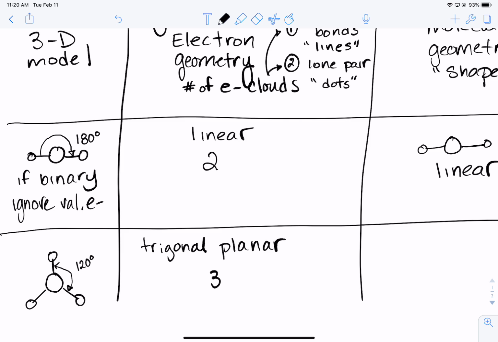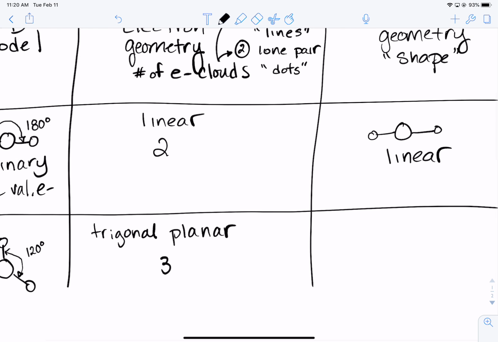Okay? Now, if all 3 of the electron clouds are elements, the shape is the same exact name, trigonal planar. But what if one of these is not an element, but rather a lone pair? So you've got a little lone pair right here and 2 elements coming off. So there's 1, 2, 3 electron clouds, but one of them is a lone pair. What is this shape? It is bent.